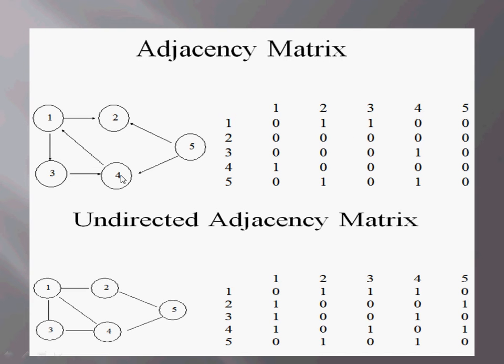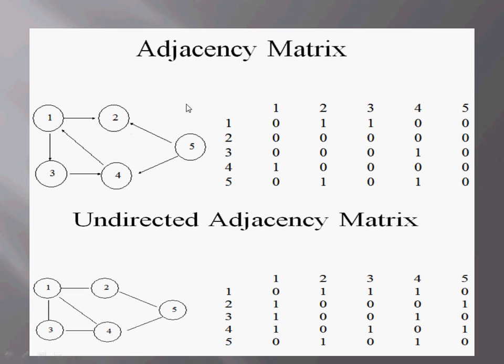3 has a relation to 4 only. So 3 has relation to 4, 3, 0. It has no relation to 1, no relation to 2, no relation to 5, only relation is 4. That is, 4 is 1. So 5 has a relationship with 2 and 4, all others 0.